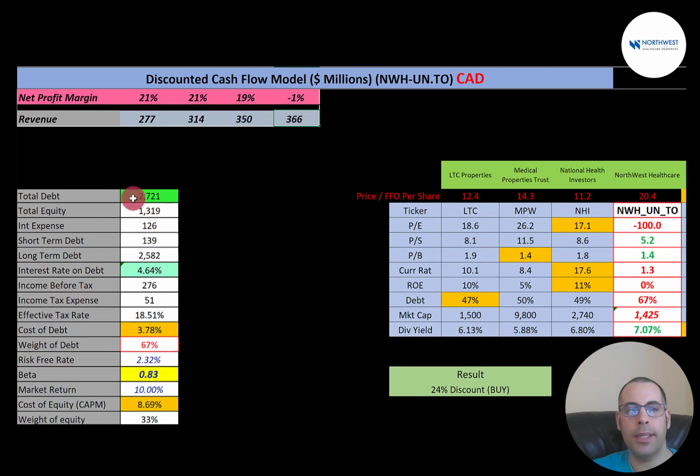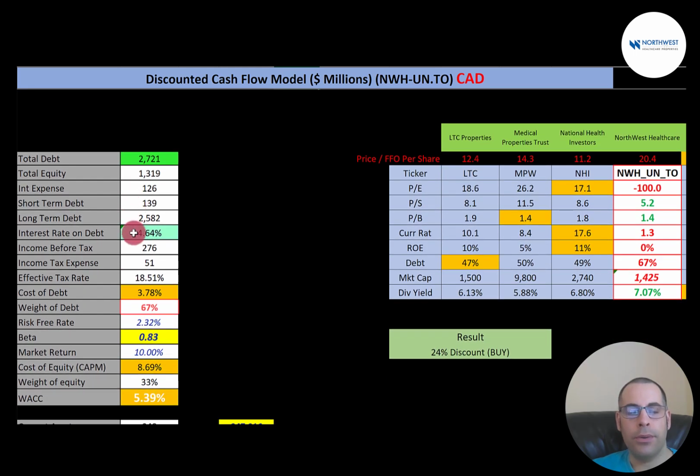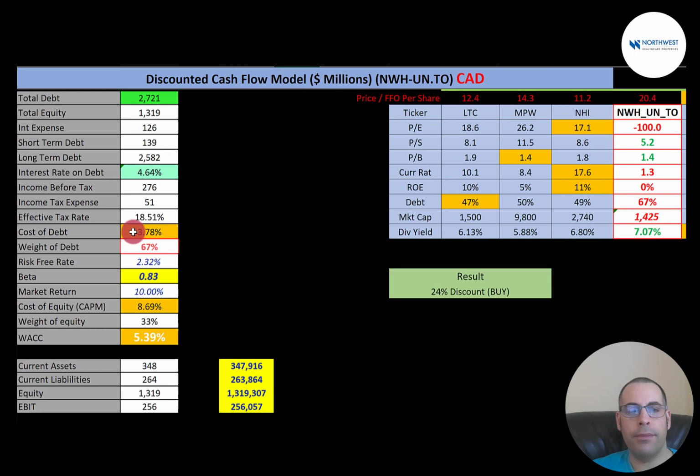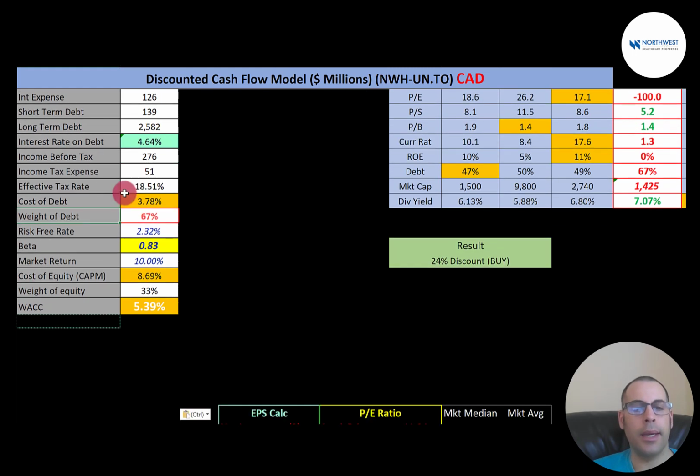Their debt is $2.7 billion. The interest rate is 4.6%. Cost of debt is 3.8%. To get cost of debt, it's interest rate times 1 minus the effective tax rate. And they have 67% debt in their capital structure, which means they have 33% equity. Cost of equity is 8.7%.